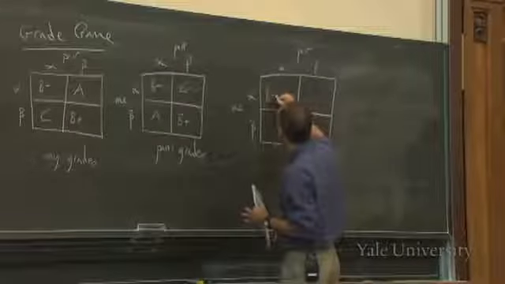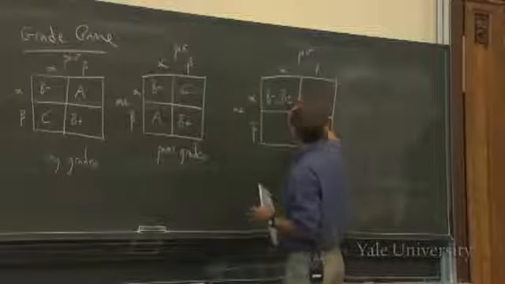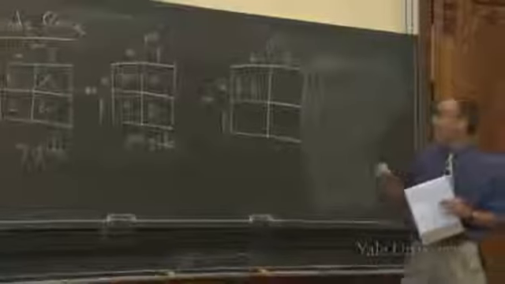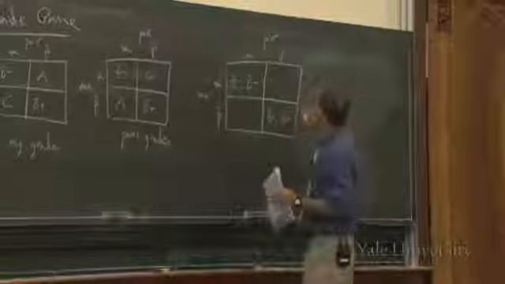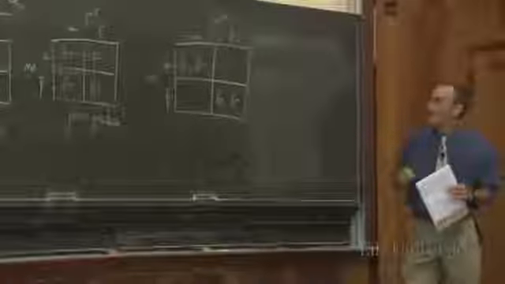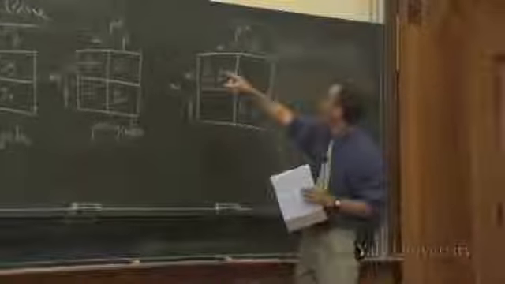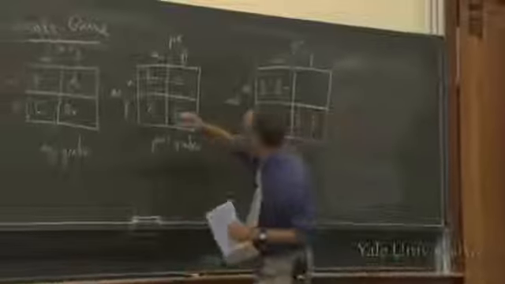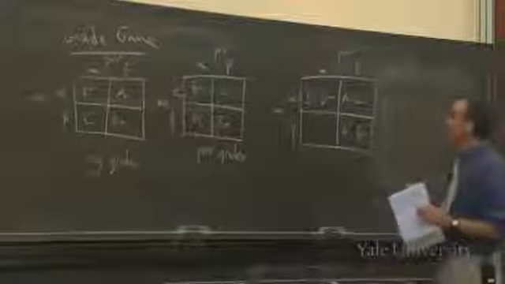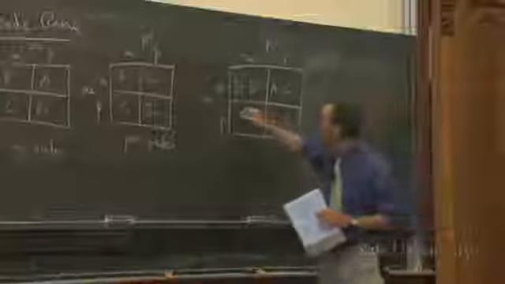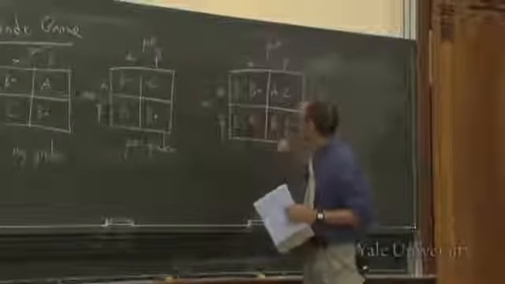So the easy ones are on the diagonal. We both get B minus if we both choose alpha. We both get B plus if we both choose beta. But if I choose alpha and my pair chooses beta, I get an A and she gets a C. And if I choose beta and she chooses alpha, then it's me who gets the C and it's her who gets the A. All right?